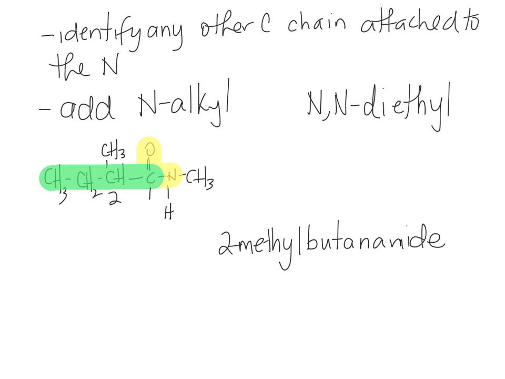butanamide. And now we have to identify the other portion, which is right here. It's a 1-carbon chain. So this is N-methyl-2-methyl butanamide, and it is a secondary amide.